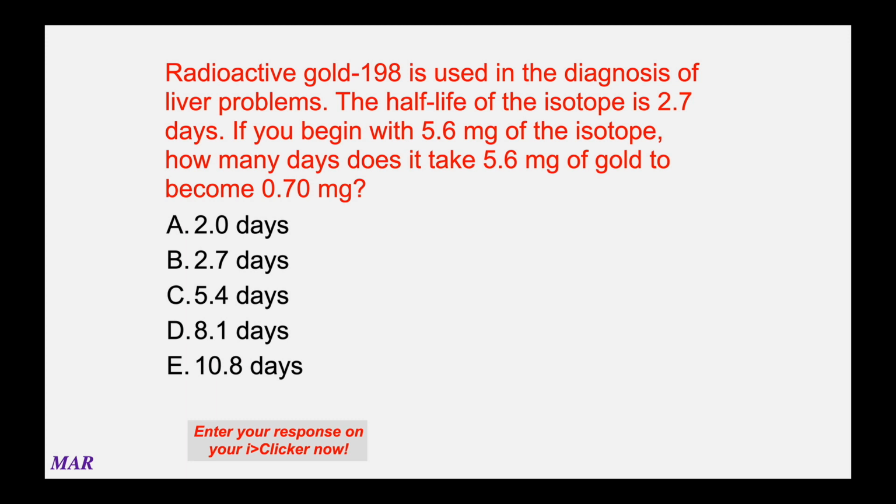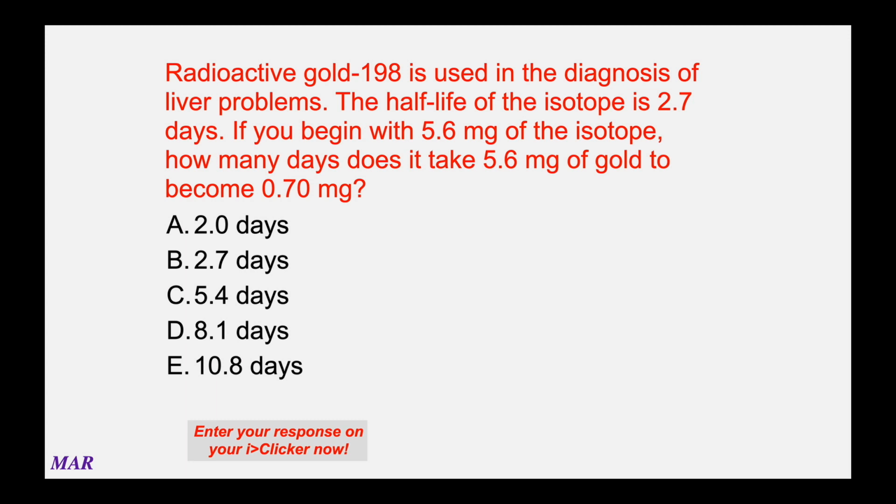Here's a problem with radioactive gold 198. Most gold is not radioactive, but this one is. Apparently it's used to look at liver problems. Pretty cool. Anyway, the half-life for this isotope is 2.7 days. We're beginning with 5.6 milligrams of the isotope, and we want to know how many days it takes to take 5.6 milligrams of gold to 0.70 milligrams of the gold.